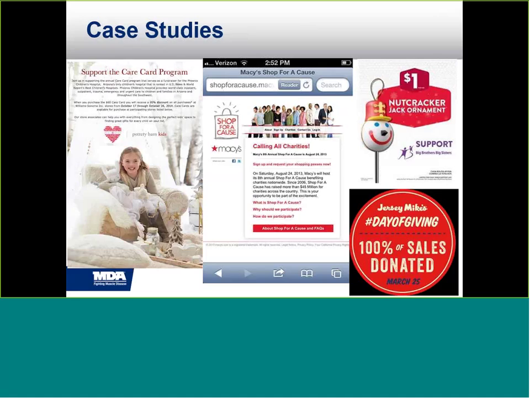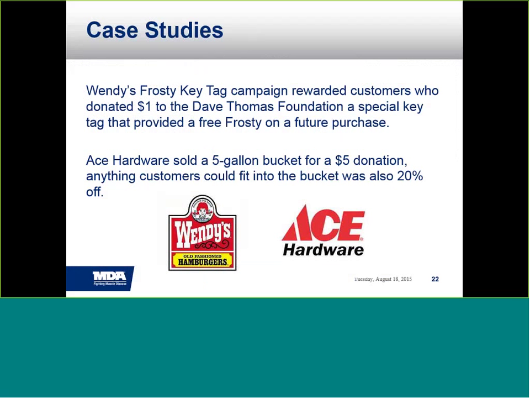And then on this next slide, you'll actually see a couple more examples of companies that have jumped onto the bounce back idea. Wendy's provides a special key tag when customers donate $1, which they can then use for a free Frosty during a future visit. And then Ace Hardware has their own version of this as well, using 5-gallon buckets. You can buy a bucket for $5 and return with a bucket on another visit and get 20% off anything that fits in it. And I think they have a pinup component to decorate the store at the same time.